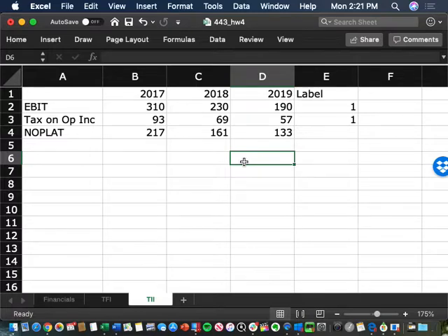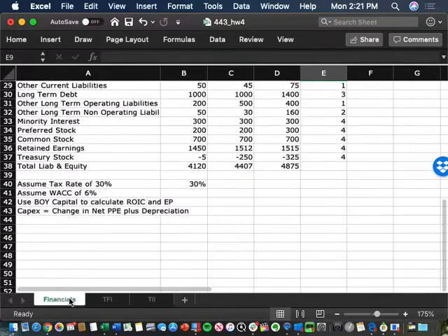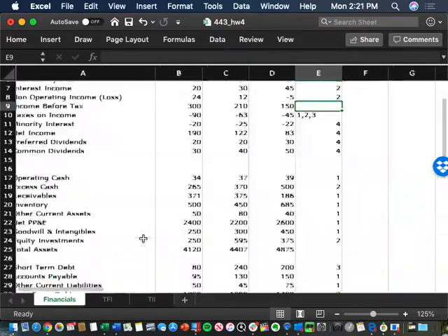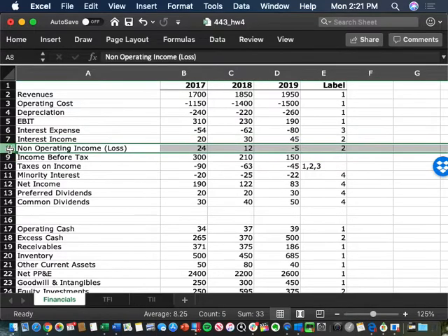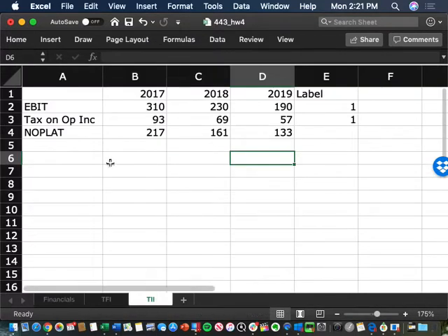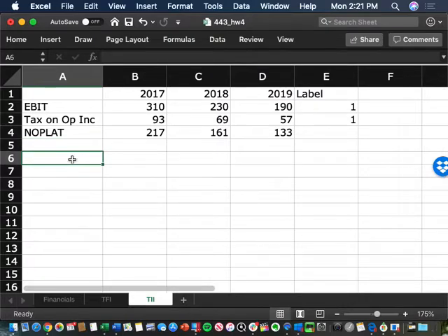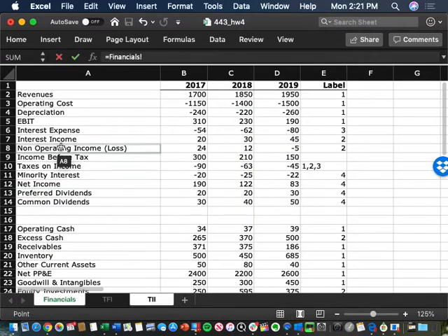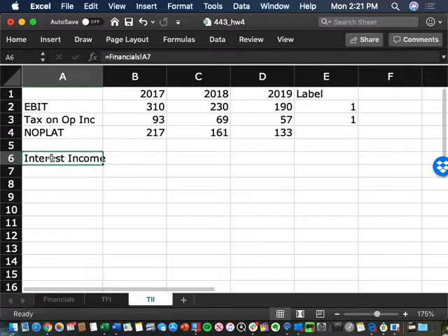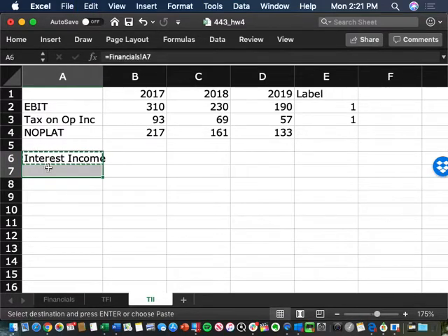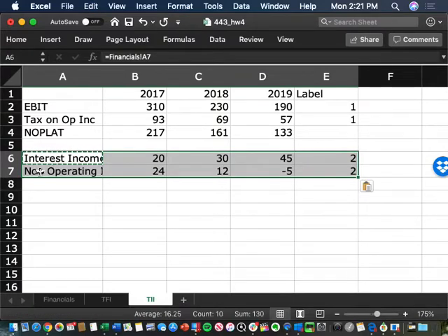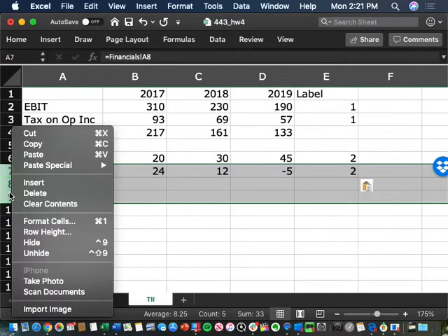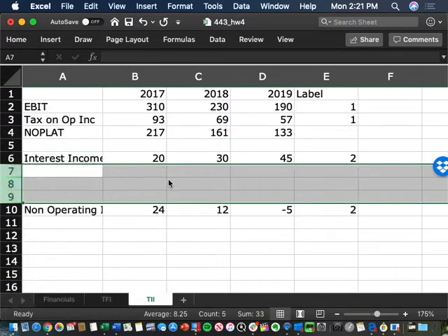Okay. Now section 2 is non-operating. So if we go back to our financials, we had two items on the income statement. We had interest income, and we had non-operating income, non-operating gains and losses. So let's put those on here real quick. Now, you could add the two together and net them, and that would actually get you a correct answer. But just so you understand what's happening more granularly, I'm going to do these separately.